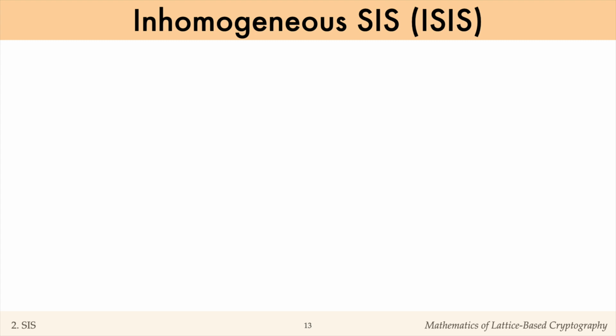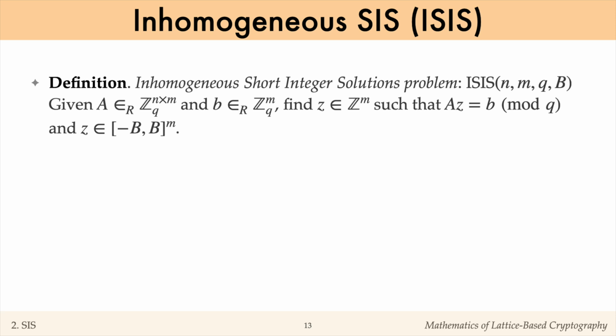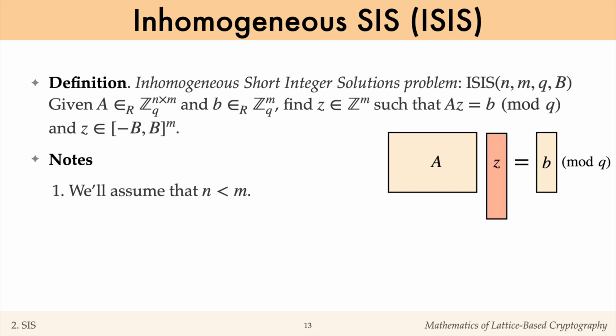I'll next present two variants of SIS. The first is the inhomogeneous version of SIS, which has a rather unfortunate acronym, ISIS. An ISIS instance is a randomly selected n by m matrix A with entries from the integers modulo Q, and a randomly selected length m vector B with entries also from the integers modulo Q. The challenge is to find a small solution Z to the equation A times Z equals B modulo Q. Here, small as usual means that the coordinates of Z are between -b and b. Of course, it's possible that an ISIS solution doesn't exist.